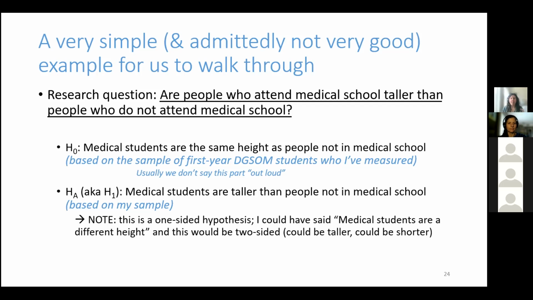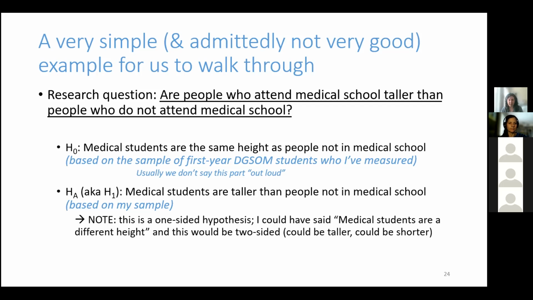So note here that my null hypothesis is about the population of medical students and the population of people not in medical school, but I'm exploring that on a sample of first-year students at this one medical school who I have access to their height data. So again, we usually don't say that part, but it is technically part of the null hypothesis here.